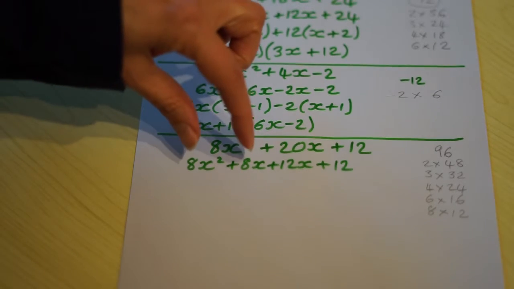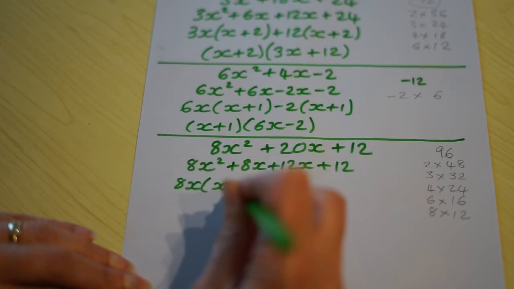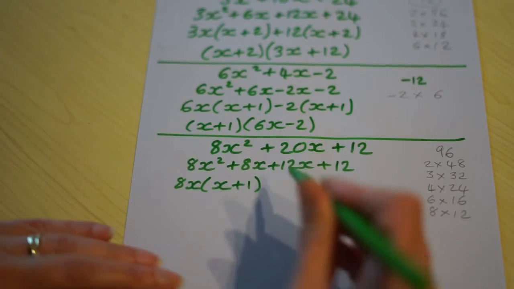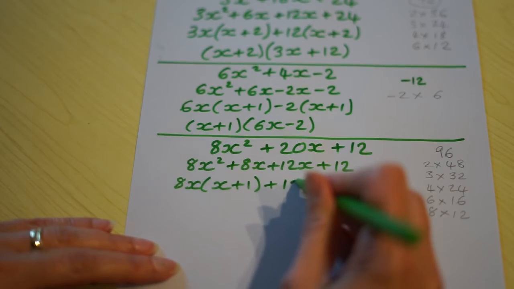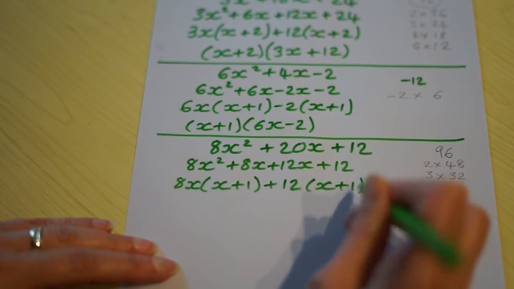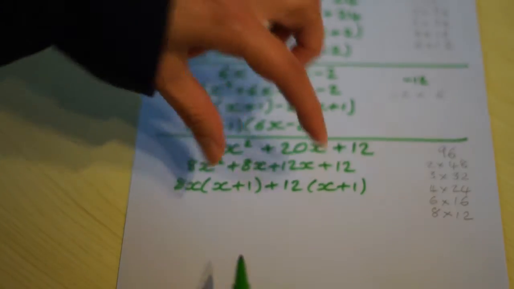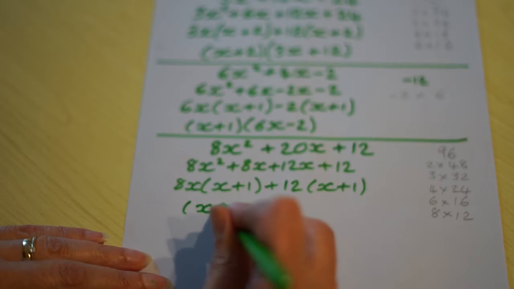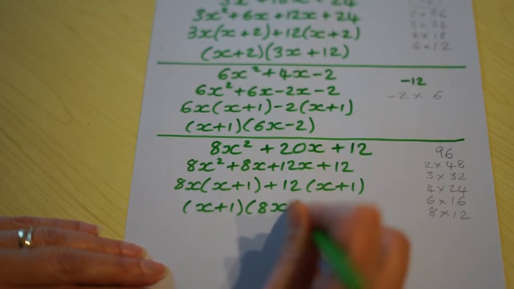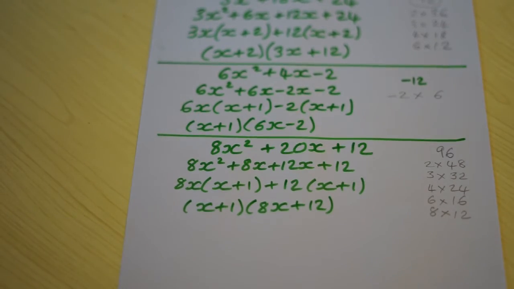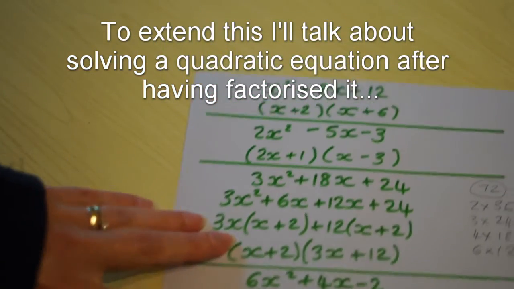Then we factorise the first two terms. Factorise the third and the fourth terms. And then we factorise these two. x plus 1 comes out as a common factor. And we've factorised it.